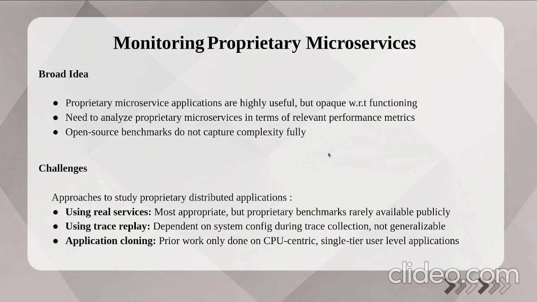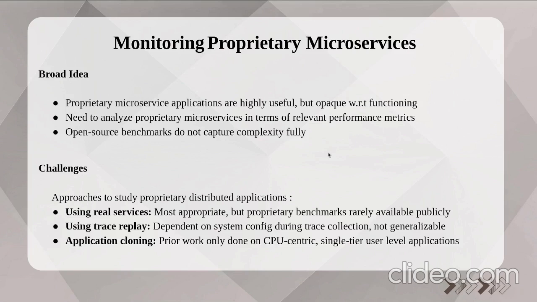Coming to the challenges, there are three broad approaches to study proprietary distributed applications. The first is to actually use the benchmarks used by the cloud providers. However, even though this approach would have been the most appropriate choice, companies usually do not provide the benchmarks that they use to test out these cloud services on their own systems. The second is to use a technique called trace replay. However, trying to monitor cloud applications using trace replay means that the trace obtained is dependent on the system configuration during trace collection. Hence, it's not generalizable.